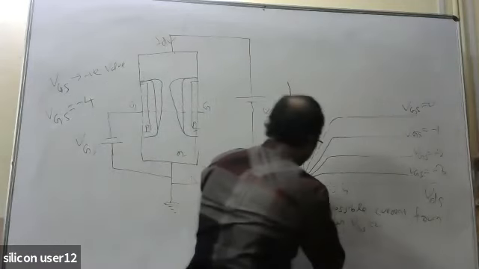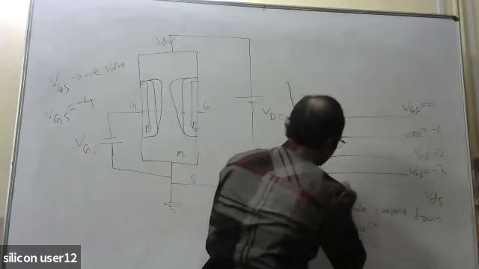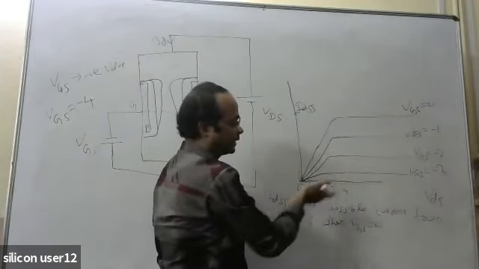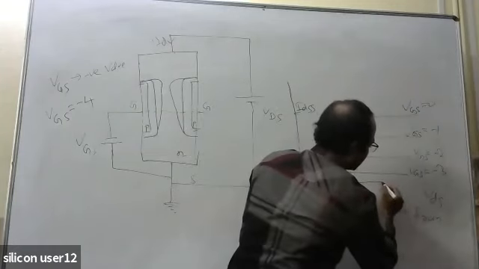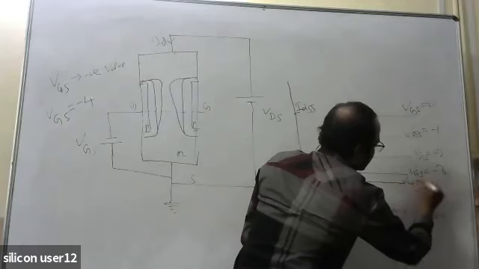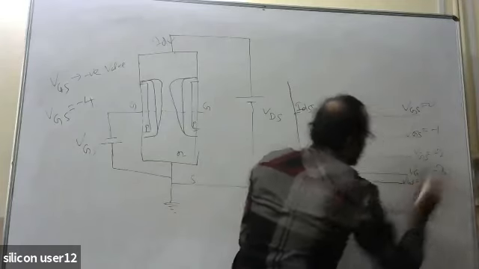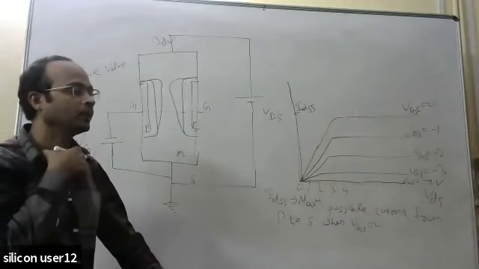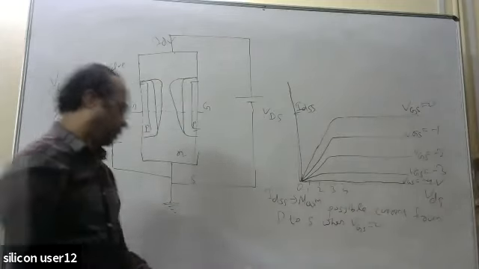I'm just drawing it a little bit above the x-axis so that you can visualize it. Okay. So VGS equal to -4 volt. Okay.